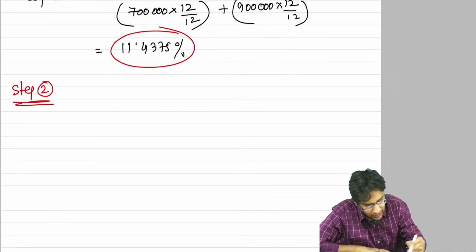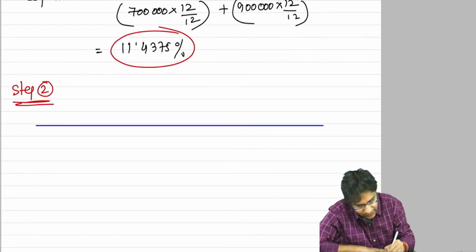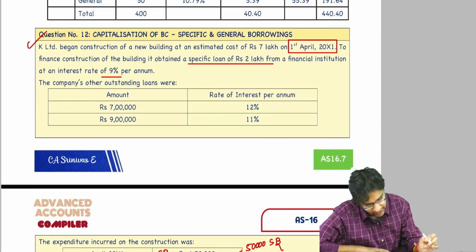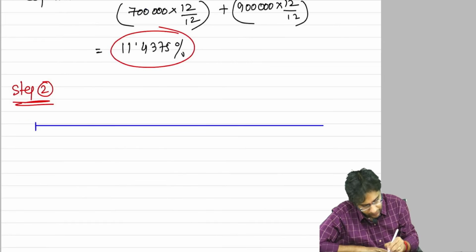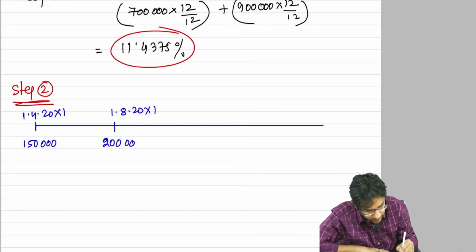Sir, a timeline, if it helps, please draw it for every sum. It will help you most of the times. What is the starting date in the sum? 1st April 20x1. How much did you spend here? 150. Next month? 1st August, 1/8/20x1. 2 lakhs. What next?